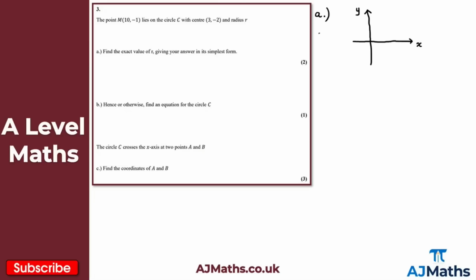My x-axis there. So the center here is 3 minus 2, so let's say that's 3 minus 2 there. So let me just say my circle looks, say, like this. Let me say that's the center of the circle there. So that's the center. That would be 3 minus 2 there. We then have the point M here, which has coordinates of 10 minus 1. Let's just say that's here. Okay, so 10 units along, down 1, so 10 minus 1 there.